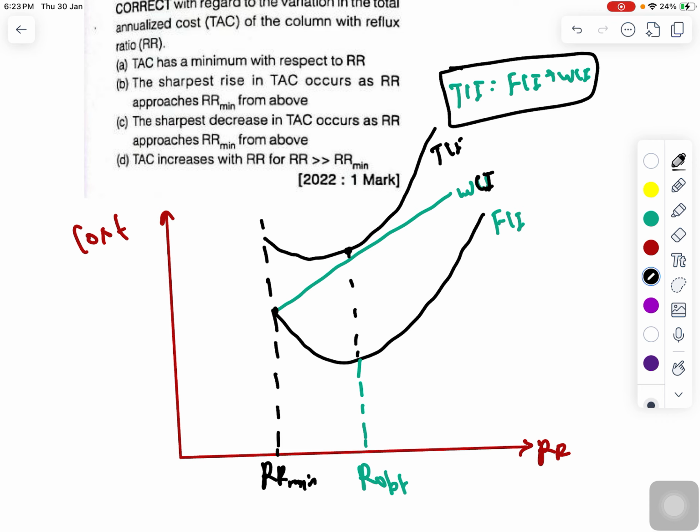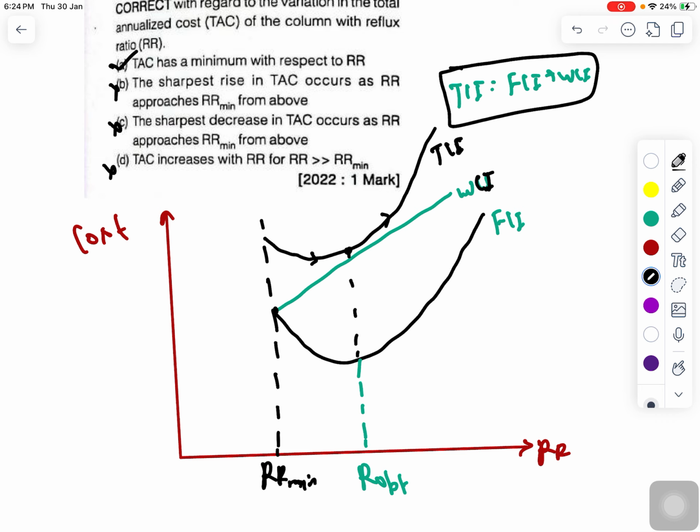The sharpest increase in TAC occurs as RR approaches RR minimum. No, that is wrong. So this one is wrong. The sharpest decrease in TAC occurs as RR approaches RR minimum. That is also wrong. There is no sharpest decrease. You cannot see a sharp decrease, this is a very smooth decrease. So this is also wrong. TAC increases with RR greater than RR minimum. No, first it is decreasing and after that it is increasing. So this is also wrong. So TAC has a minima with respect to the RR. So your option A will be your correct answer.